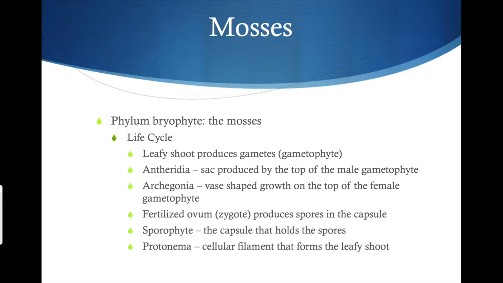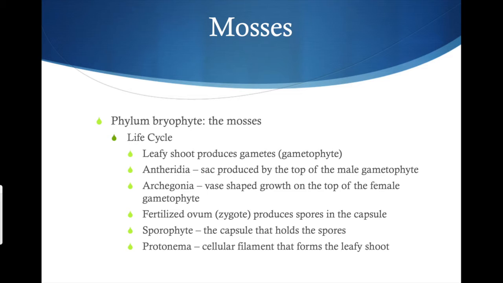So this produces spores in the capsule, and then you enter the sporophyte generation. The capsule holds the spores, and eventually those spores will fall into the ground and new plants will grow. We call this the alternation of generations, meaning it goes from a gametophyte generation where it lives as male and female different parts, but then when they are fertilized, they create spores, which are then diploid, and we call this the sporophyte generation.